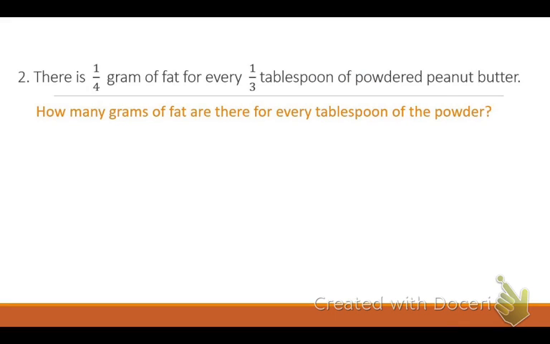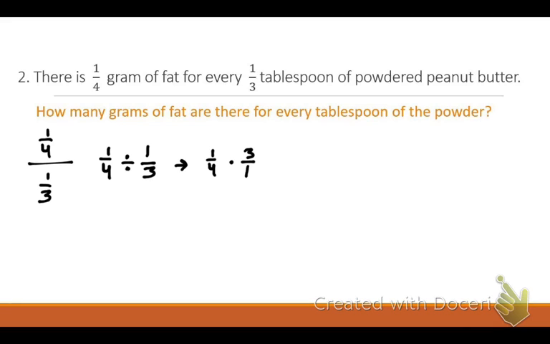All right, I was impressed by many of your answers. Let's go ahead and talk through it. If I've got a 1/4 gram of fat for every 1/3 tablespoon of powdered peanut butter, what do I start with? What's my ratio I'm starting with, class? 1/4 divided by 1/3. Okay, you start with what you had first, the gram of fat, and then divide it by the second thing, the 1/3 tablespoon of powdered peanut butter. That means 1/4 divided by 1/3.